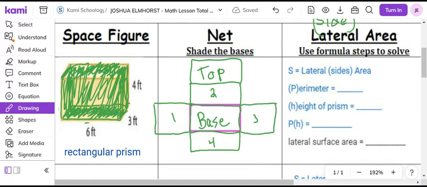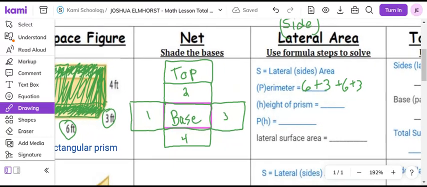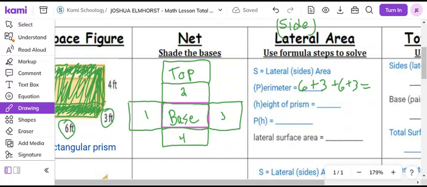So let's look at the perimeter. The base has a dimension of 6, 3, 6, 3. So if we find the perimeter, what's the perimeter of the base of that shape?